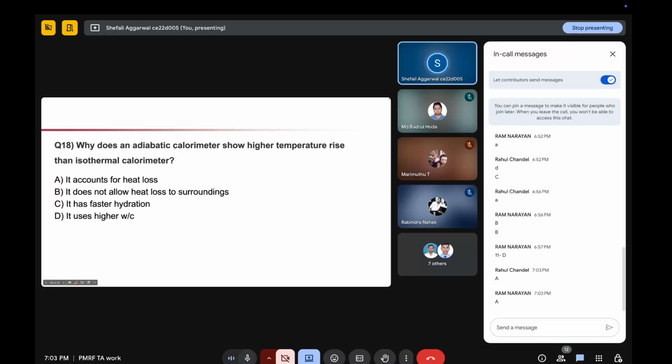Why does an adiabatic calorimeter show higher temperature rise than isothermal calorimeter? It accounts for heat loss, it does not allow heat loss to surrounding, it has faster hydration, or it uses higher water cement ratio. B. Correct. So simple answer.